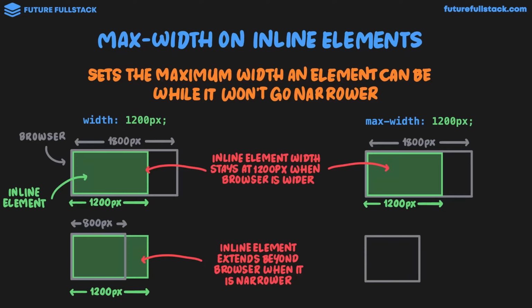When the browser reduces to a width less than the max width, say 800 pixels, the inline element actually remains at 1200 pixels. So the inline element extends beyond the browser when it is narrower. This did not happen for a block level element. The block level element reduced and matched the browser width. It's almost as if max width has no impact on an inline element. Let's go play around with this inside VS Code and discuss it a bit further.